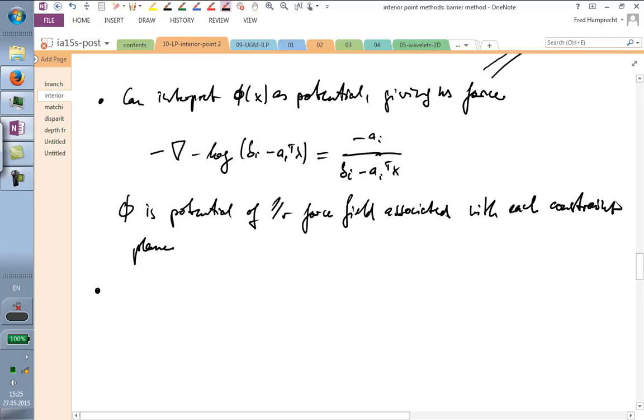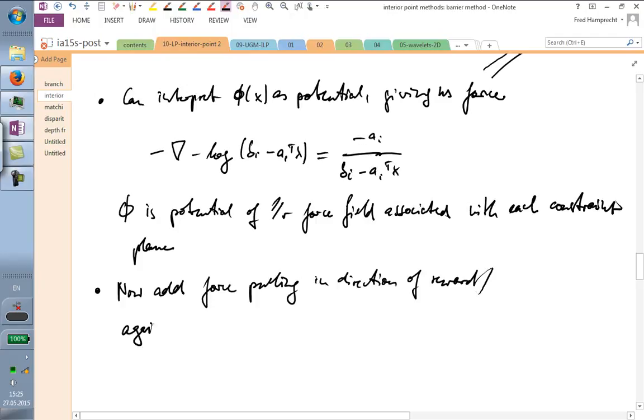Okay, and now we want to introduce our objective function. So now we add a force pulling in the direction of the reward, or pulling against the direction of our cost. This is if we have a maximization problem. This is if we have a minimization problem.